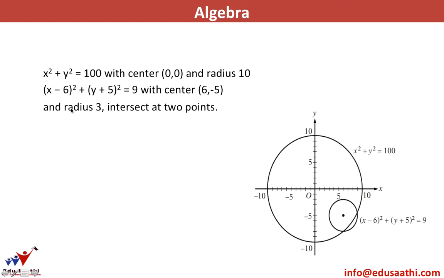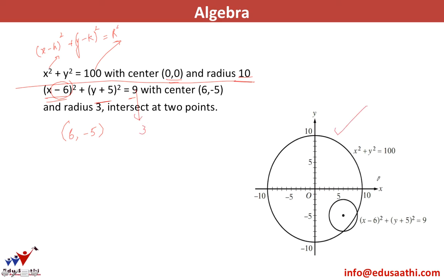Let's look at an example. The graph of x square plus y square equal to 100 means it has a center of 0, 0, because it is written as x minus h whole square plus y minus k whole square equal to r square. The radius of such a circle would be 10. Similarly, x minus 6 whole square plus y plus 5 whole square equal to 9 means it's a circle with center 6, minus 5 and radius 3.